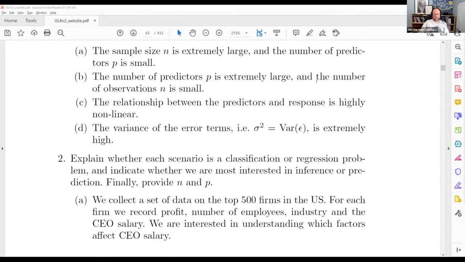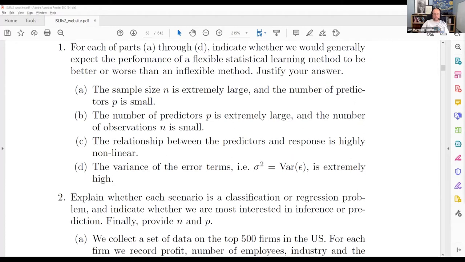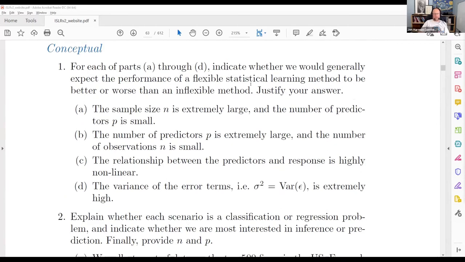All right. Anyone have any other thoughts on flexible versus inflexible? This is a lot of what the rest of the book is going to be about, I think: trade-offs between methods.